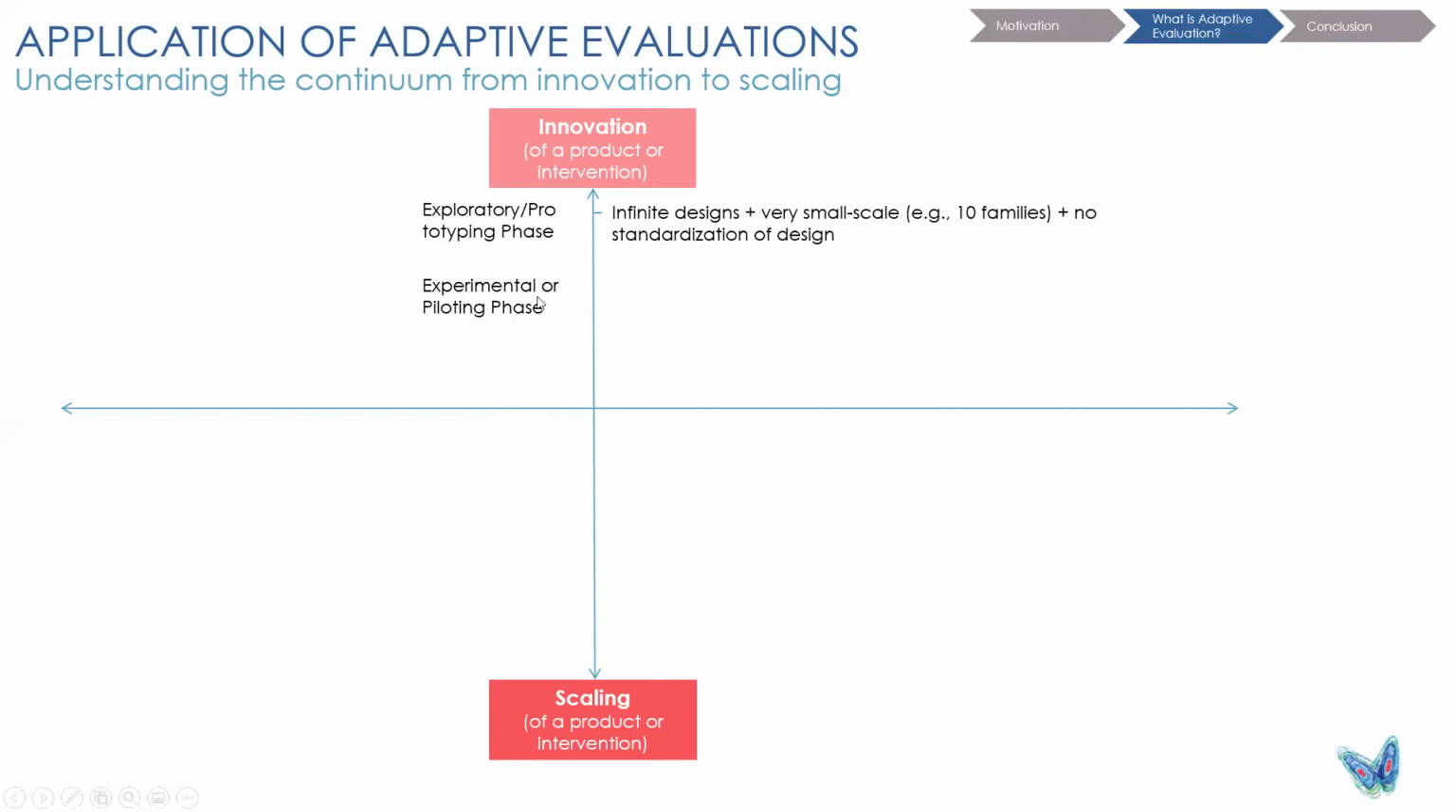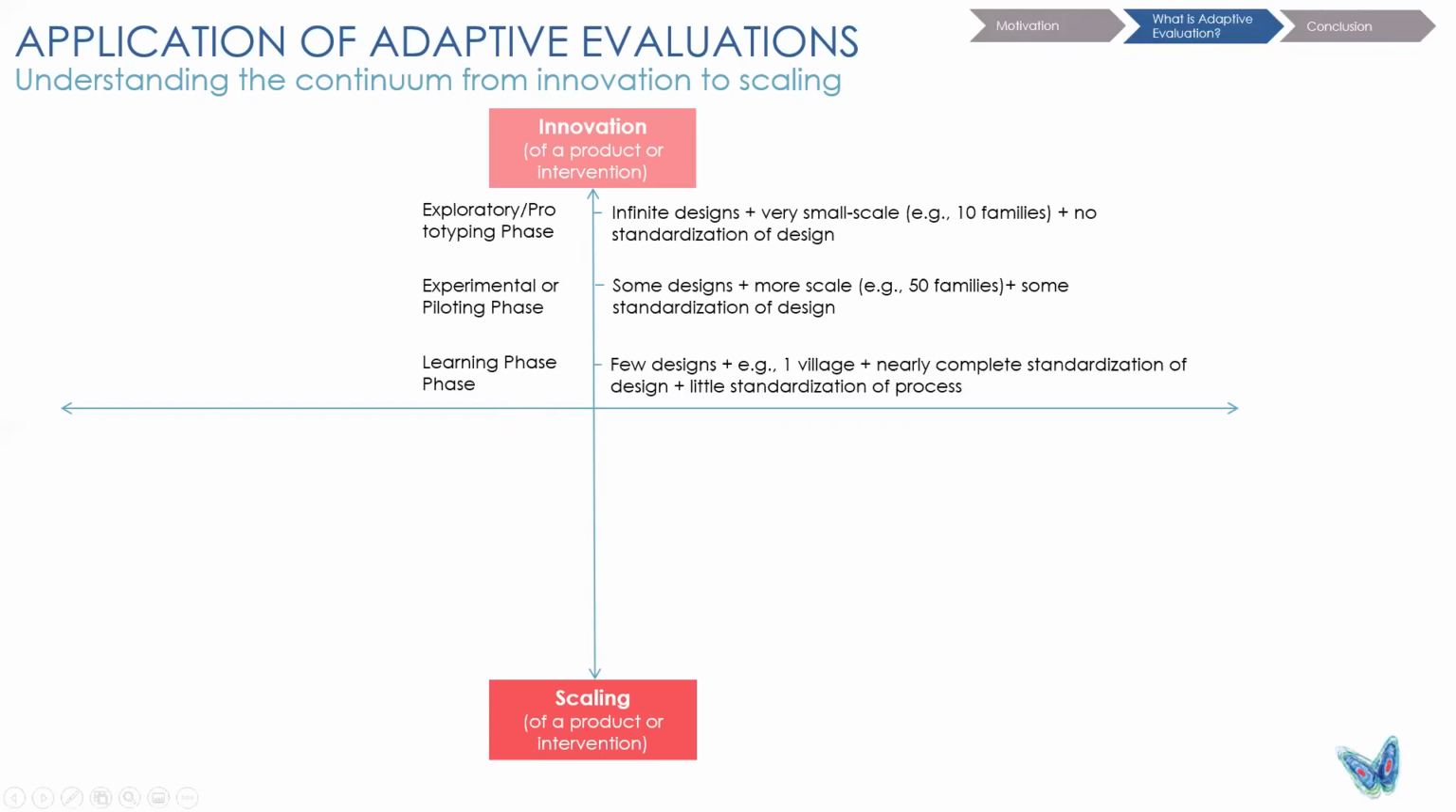From there, you move to an experimental or piloting phase, where at this point you have some designs because in very initial tests you're able to identify what works or what's needed or what's wanted. And so you can test some designs at a somewhat larger scale, and there's some standardization of design. And then finally, there's a learning phase, also part of innovation, in which you finally have a few designs. You've narrowed it down to 2 or 3 things that you think should work. You can do it at much more scale.